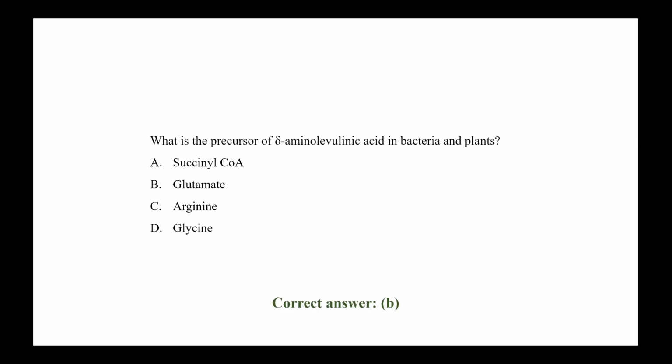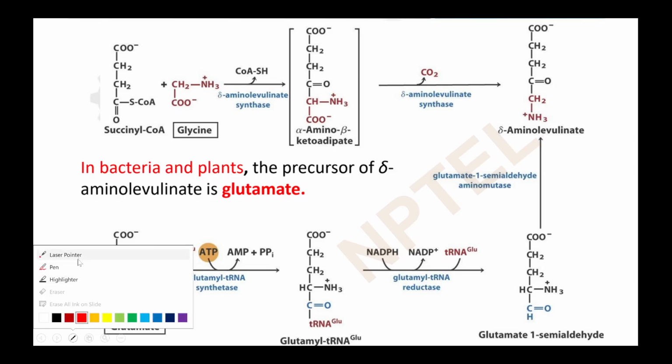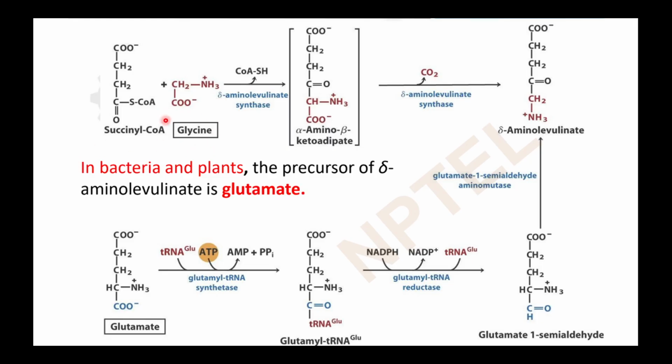So we saw in most animals, the delta amino levulinic acid or delta ALA is synthesized from the condensation of succinyl coenzyme A and glycine, right? But in bacteria and plants, the delta amino levulinic acid is synthesized from glutamate. Okay, so we'll see how. So we saw this path in the previous question. We saw succinyl coenzyme A and glycine condensation, right? But in bacteria and plants, from glutamate, delta amino levulinic acid or delta amino levulinate is synthesized.